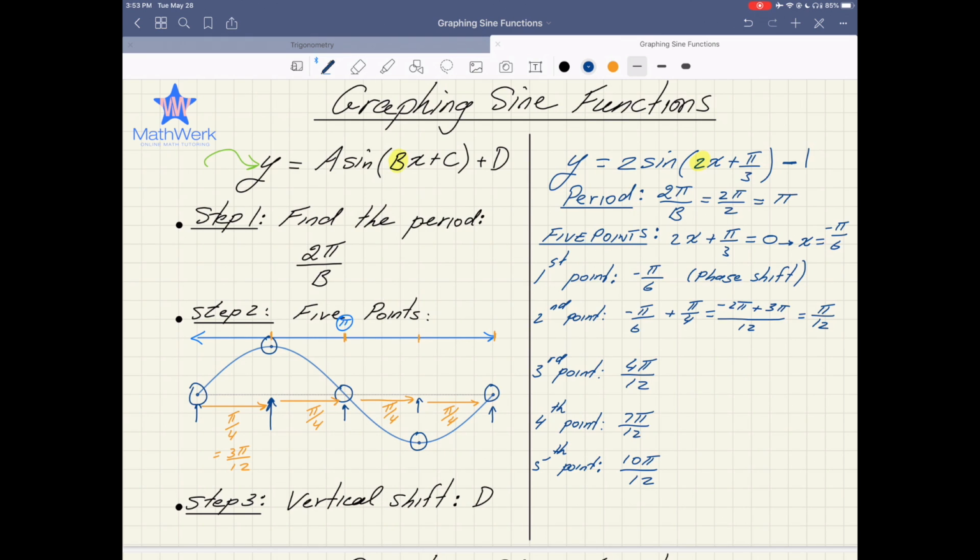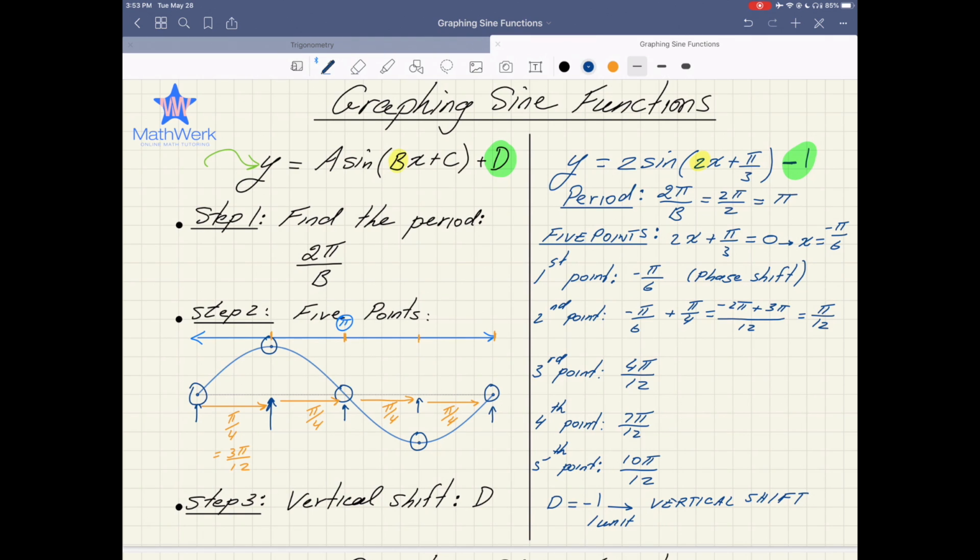So those are the 5 points that are going to make up one cycle. Now, next comes the vertical shift. The vertical shift is determined by this quantity that's added or subtracted to the rest of the function. In our case, that number is d. So here, for step 3, we have d equals negative 1. And that means we have a vertical shift of 1 unit down.